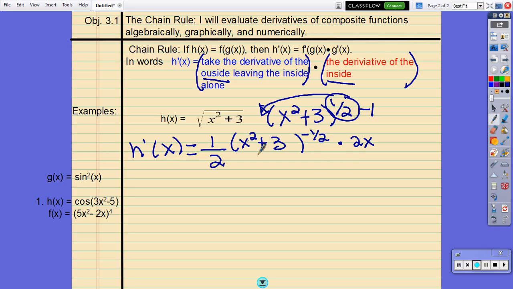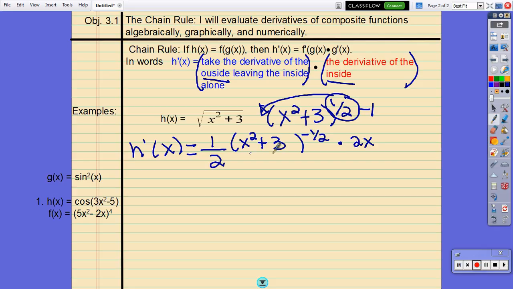Derivative of the outside, leave the inside alone, then multiply by the derivative of the inside. So common mistakes are to take the derivative here, which you're not supposed to, you're supposed to leave it alone, or to forget to take the derivative of the inside and not multiply that at the end. So those are two common mistakes.